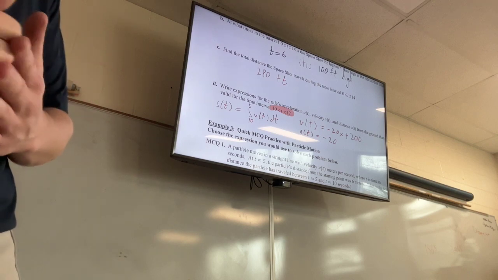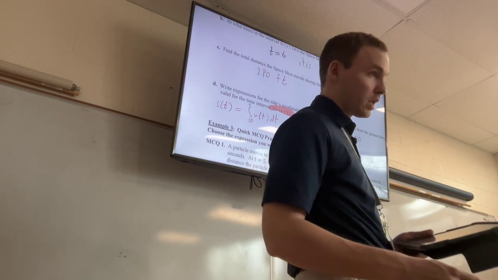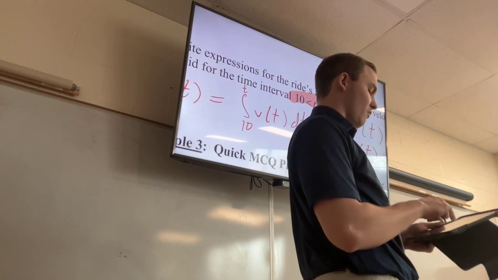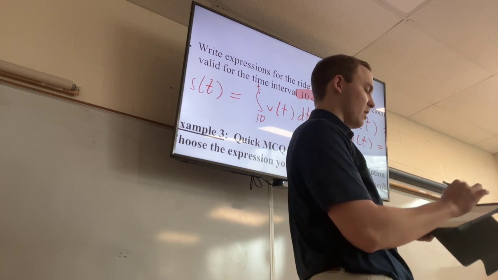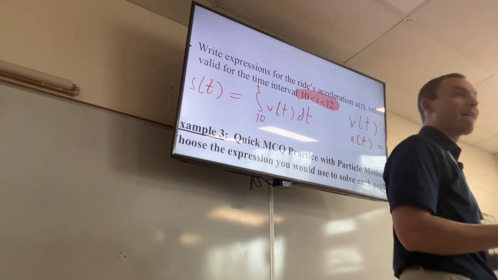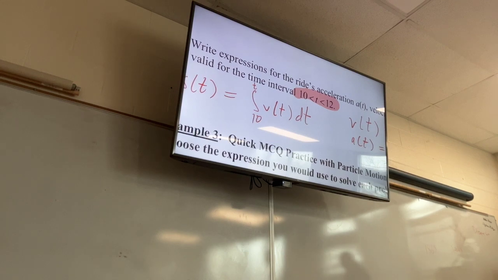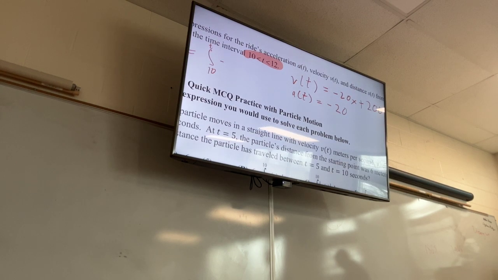Yeah. Why wouldn't it be 10 to 12 and not 10 to 10? Because if they were to ask what is the position at 11.98, they want something that you can plug t in. Okay, on the answer key here it has v of t plugged in, so we should do negative 20t. Technically, it should be a dummy variable, negative 20t prime plus 200.